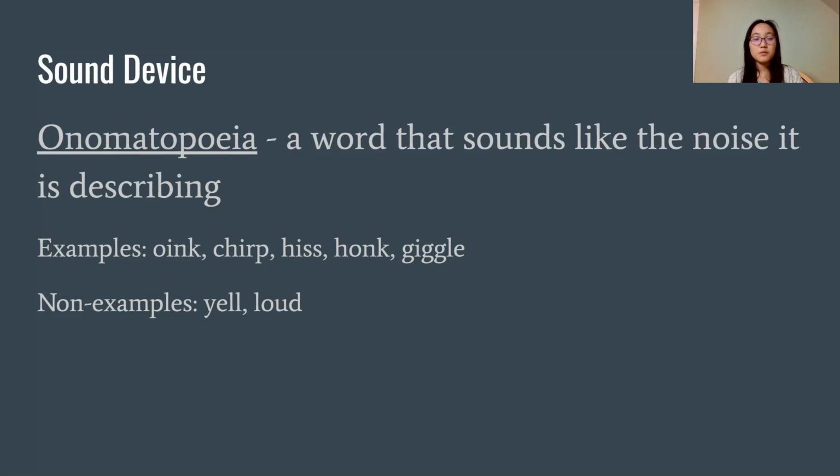Some non-examples of onomatopoeia are yell or loud. While those are also related to noise and sound, the words yell or loud themselves aren't describing a specific noise. If you can't remember what onomatopoeia means, just remember that it's a really confusing sounding word and it's related to sounds. I hope that helps.